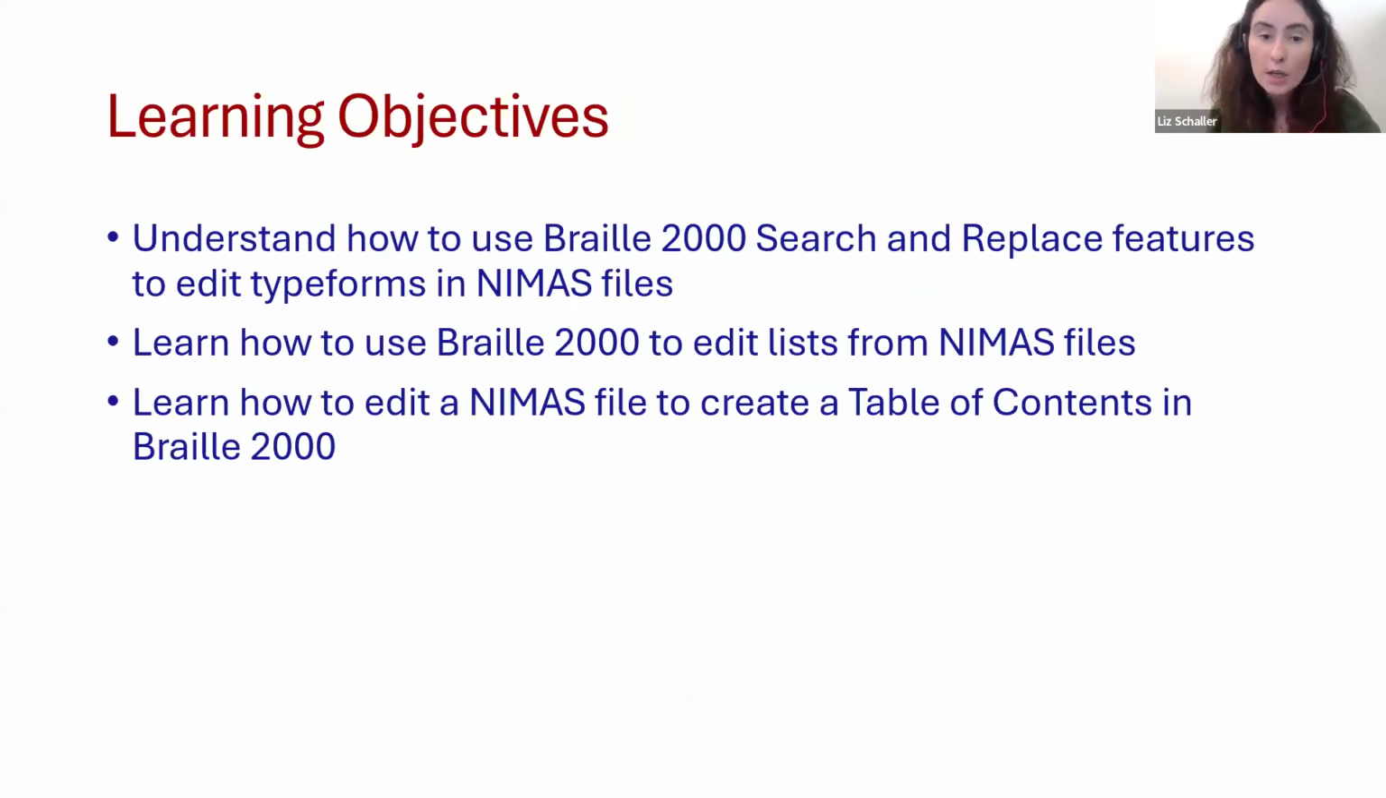We have 3 learning objectives for you today. The first is to understand how to use search and replace in Braille 2000 to edit type forms that come through in NIMAS files. The second is to learn how to use Braille 2000 to edit lists from NIMAS files. And then the third is to learn how to edit your file to create a table of contents in Braille 2000.